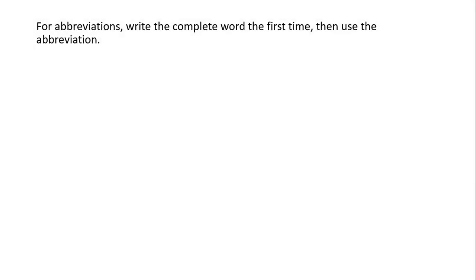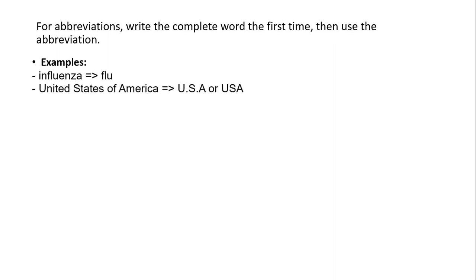For abbreviations, write the complete word the first time, then use the abbreviation. So, pareha gyapon, isulat gyapon nimo ang complete word kung una nimo ibutang, then pagka human, pwede na nimo ang abbreviation na lang ibutang. Examples: influenza or flu, United States of America, USA. Tablespoon or TBSP.